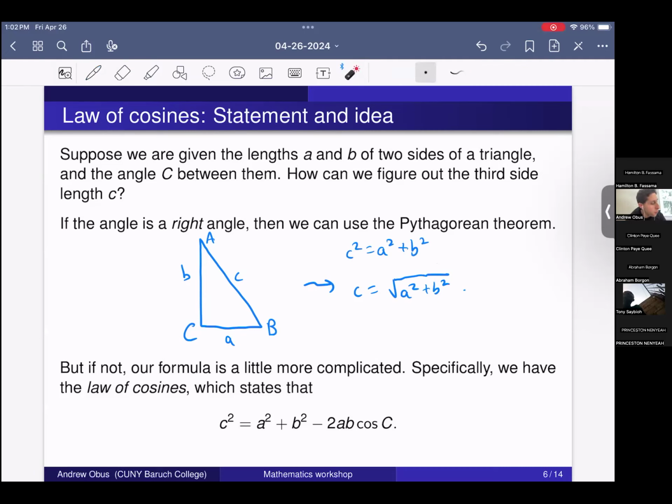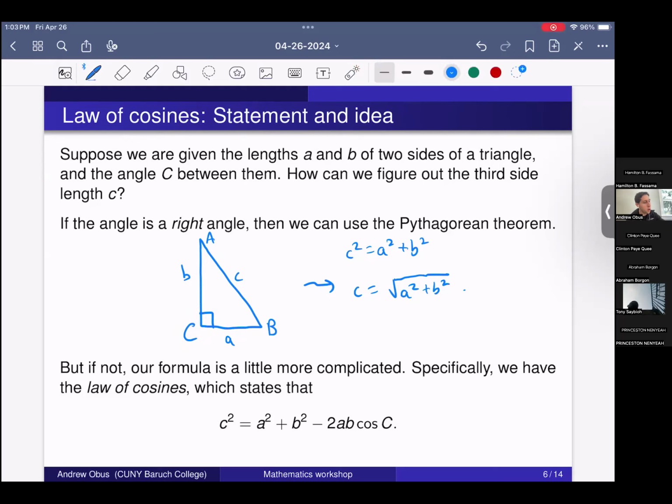All right, so for a right triangle, we know how to do this, right? The Pythagorean theorem says if I know this side and I know this side, then how do I get the hypotenuse? I add up the squares and then I take the square root. But if we don't have a right triangle, we can still figure it out as long as we know what this angle is. The formula that we use for that involves the angle itself, and it's just a little bit more complicated, and it's what's called the law of cosines.